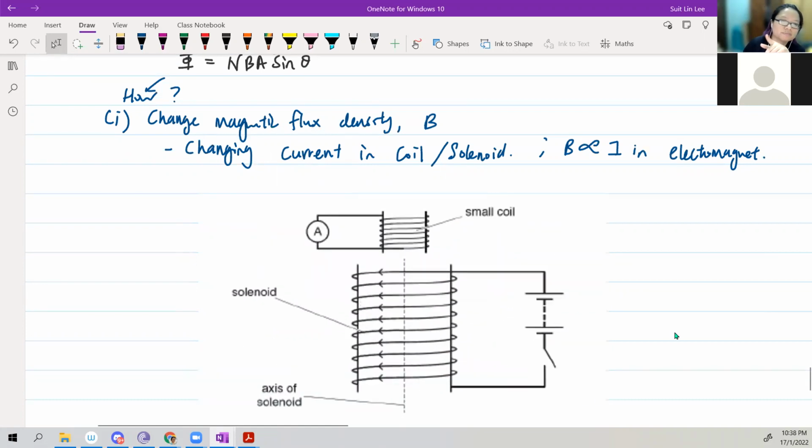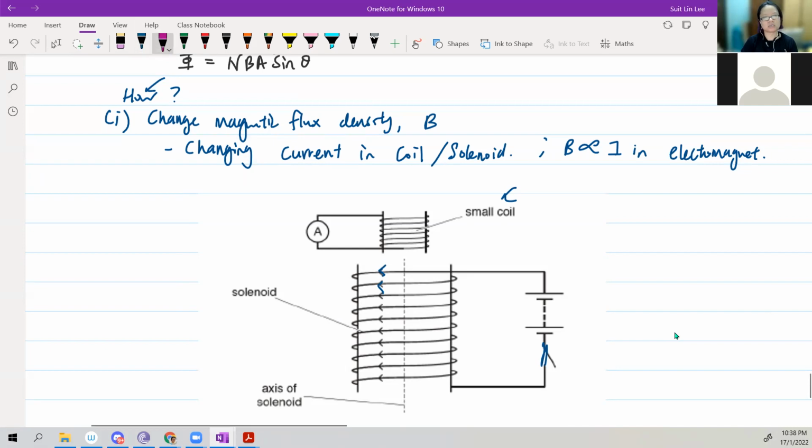You got one coil, small coil, and then you got this coil. Which is the coil with current? No need to induce one. I already got my current, no need to induce all. So which one already have current? The bottom one, because got battery now. Okay, like you close the switch. There's current flowing. Use the right hand grip rule.